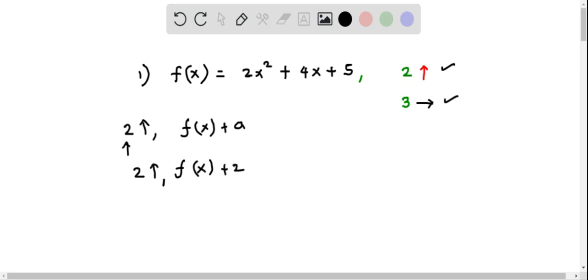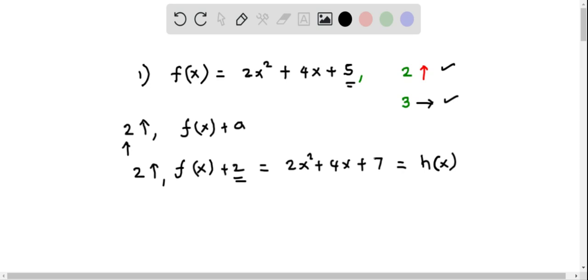So let's find this. We add 2 to f of x, and so this gives 2x squared plus 4x plus 5 plus 2, which will be 7. And so this one is f of x plus 2, which gives 2 units up. Let's say this one is h of x.